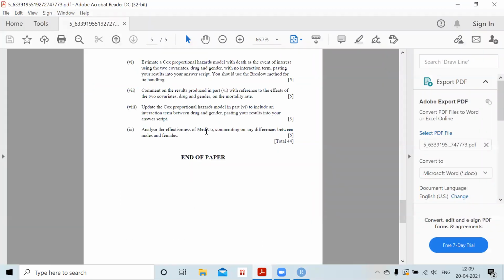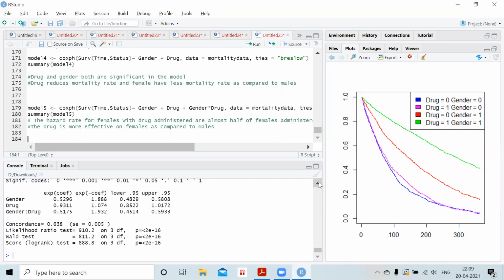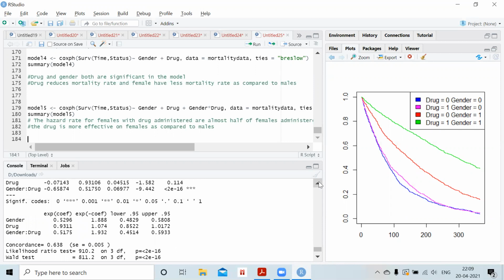And then analyze the effectiveness of medicine, commenting on any differences between males and females. So from here they've asked if there's any difference between males and females, so you can see from the interaction term of gender and drug that females with the drug have a higher survival probability, of 0.51750 times. Okay, so females who received the medicine will have a higher survival than males, 0.5 times that of males. Also, females in general have higher survival probability than males.